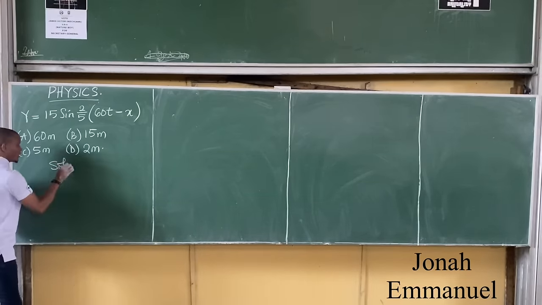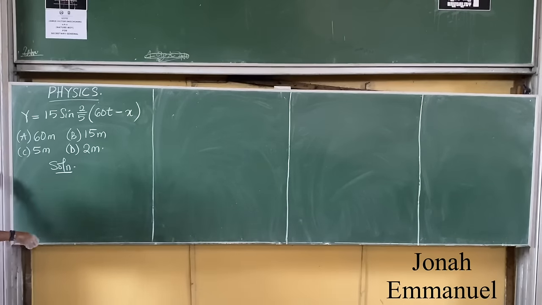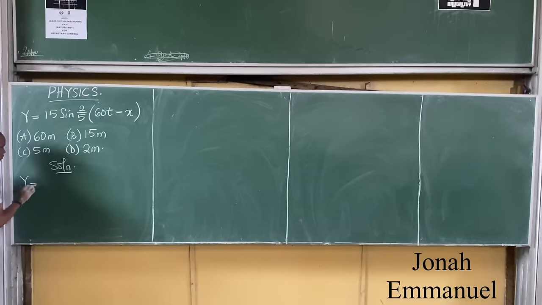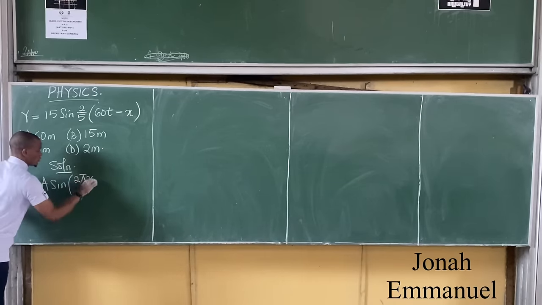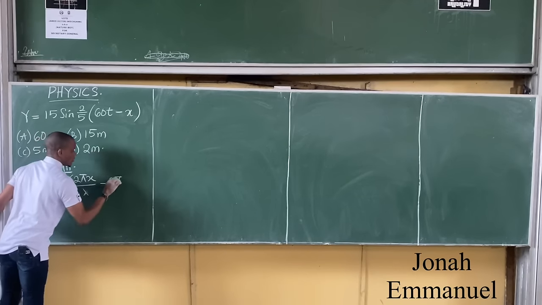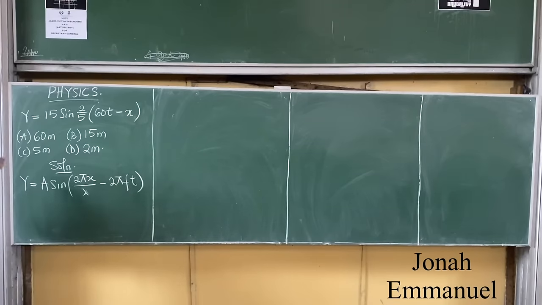Solution. Before that, let me recall my wave equation. The wave equation is y equals A sine 2 pi x over lambda minus something. I'm going to find the wavelength. Am I looking at the x or the t? The x.